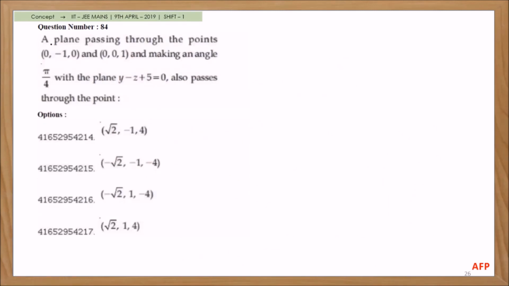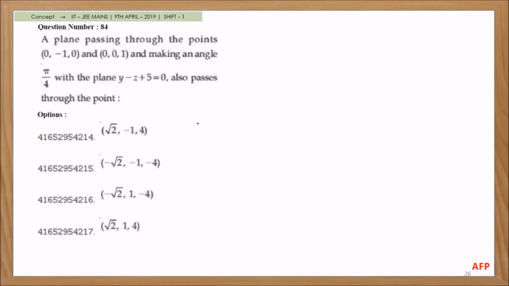Next problem, a plane passing through the points. So one point is given, it is the y-intercept, and here one more point is given, this is the z-ordinate, and makes an angle pi by 4 with the plane. This is one more plane, it passes through the point. Okay, you have to find the equation of a plane. That equation of a plane passes through which of these following points? That is what they have asked.